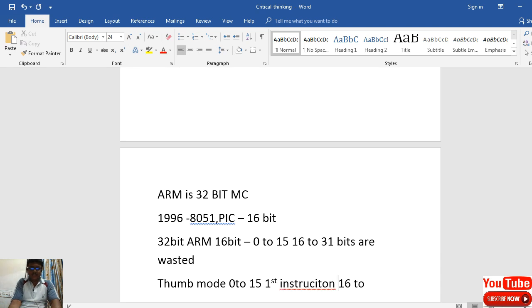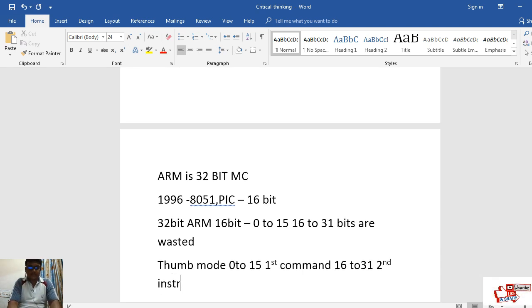First instruction or a command. So next, bits 16 to 31 are going to fetch the next instruction. So first, bits 0 to 15, if it is in Thumb mode, are going to fetch the first instruction. So next, bits 16 to 31 are going to fetch the next instruction which is present in the code.